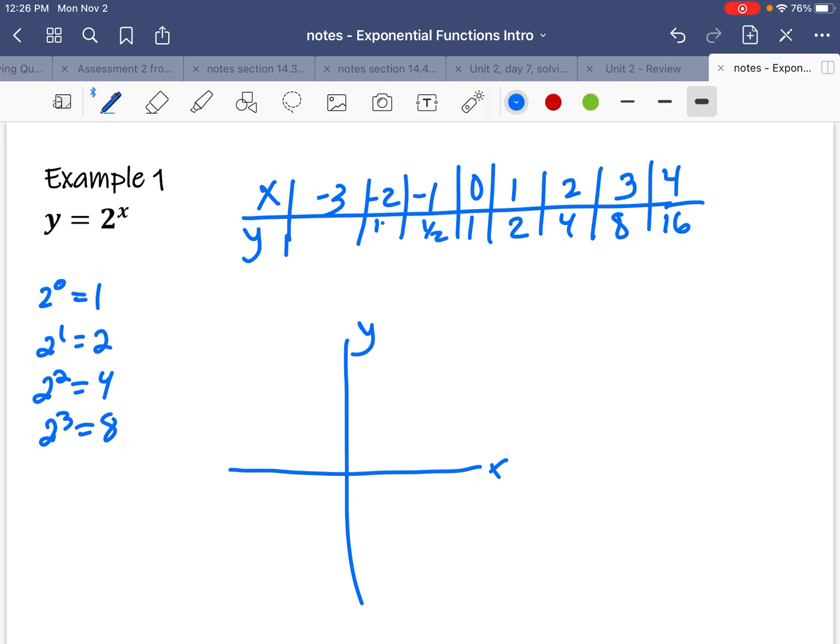1/2 divided by 2 is 1/4. 1/4 divided by 2 is 1/8. Or you also have the option of doing the negative exponents. Like, for instance, 2 to the negative 2. That really means 1 over 2 squared, which is 1/4.